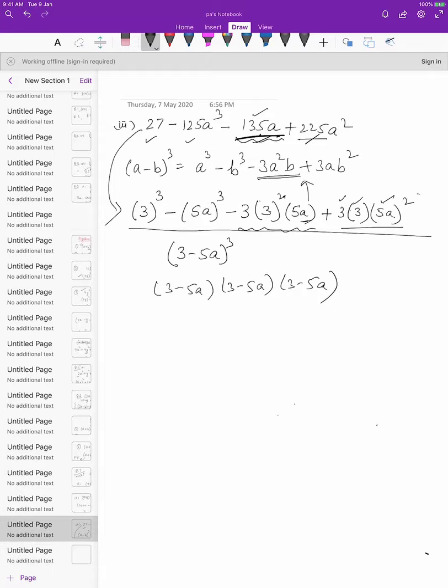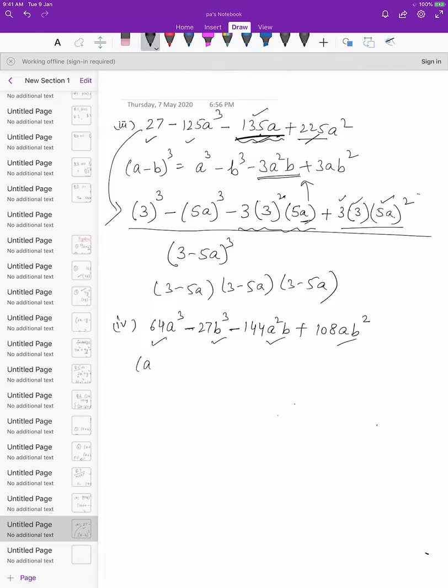And now let's start with fourth part, which is 64a cube minus 27b cube minus 144a square b plus 108ab square. Again, how to check? There are 4 terms basically. So it could be (a plus b) whole cube or (a minus b) whole cube. But as we can see 2 negative signs in the expression, obviously that possibility is ruled out, it can't be (a plus b) whole cube.